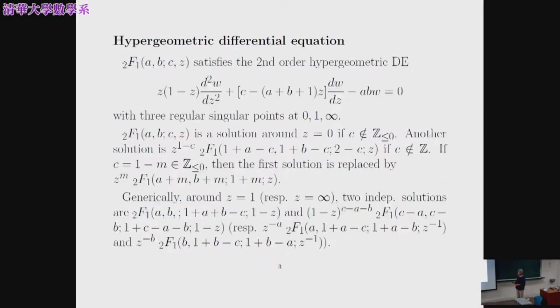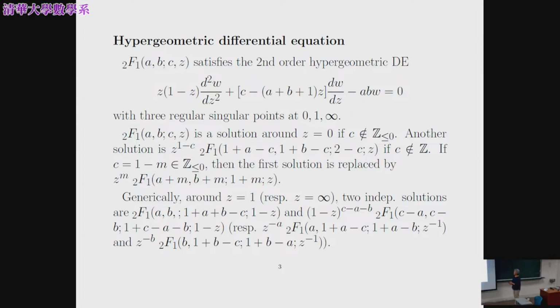Okay. Then next, it's Riemann, who studied the relationship between hypergeometric series and differential equations. So a 2F1 hypergeometric function satisfies a second-order linear differential equation. And you see that it has 3 regular singular points at 0, 1, and infinity. So a differential equation of this form is called a hypergeometric differential equation.